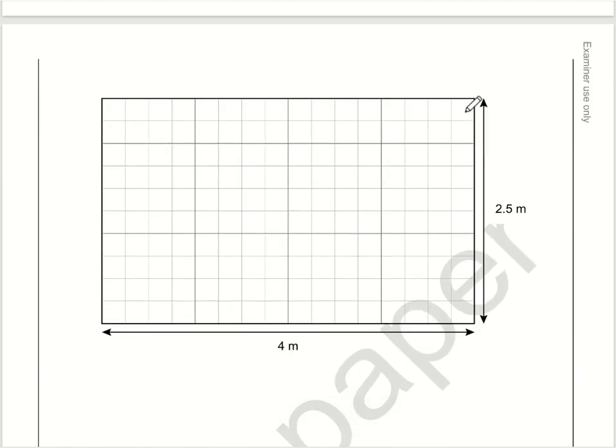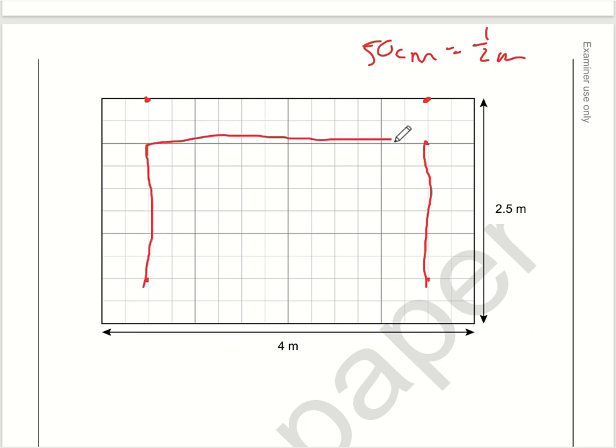Okay, so these are meters squared, and 50 centimeters is half a meter. So we've got to go in half a meter on both sides, and down half a meter on both sides as well. So let me just go half a meter in, half a meter in. There we go. So we can plot potatoes anywhere on these lines.